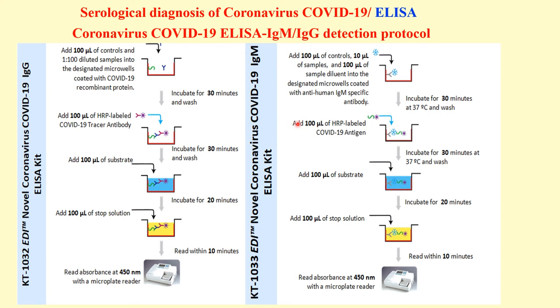Then you add 100 microliter of the horseradish peroxidase labeled COVID-19 antigen. Then you incubate for 30 minutes at 37 and then you wash. Then you add 100 microliter of the substrate, incubate for 20 minutes. Then you add 100 microliter of the stop solution. And then after 10 minutes, you can read the results by using ELISA readers, and you read the absorbance at 450 nanometers, using a microplate reader or ELISA reader. So this is the protocol for the detection of coronavirus COVID-19 ELISA IgM and IgG.